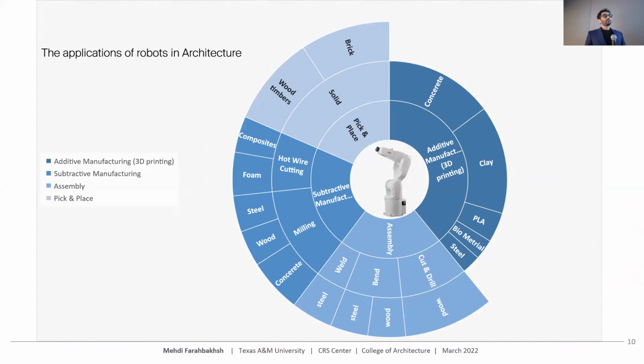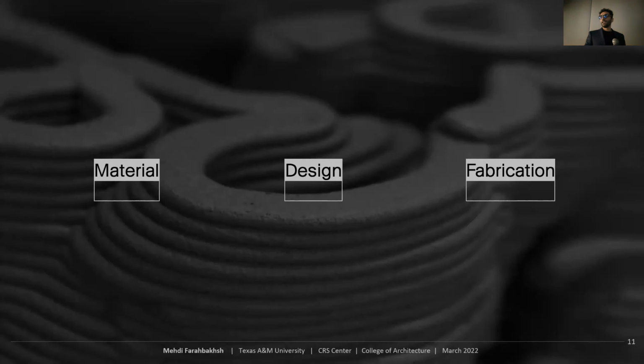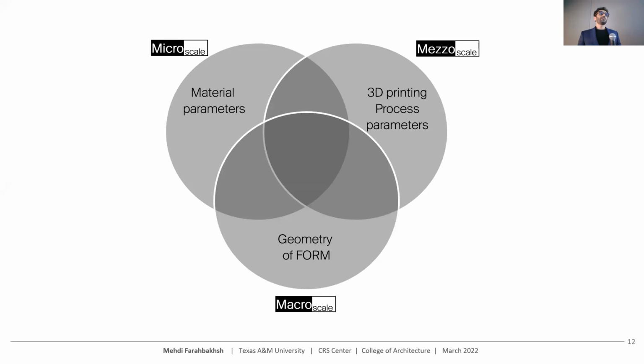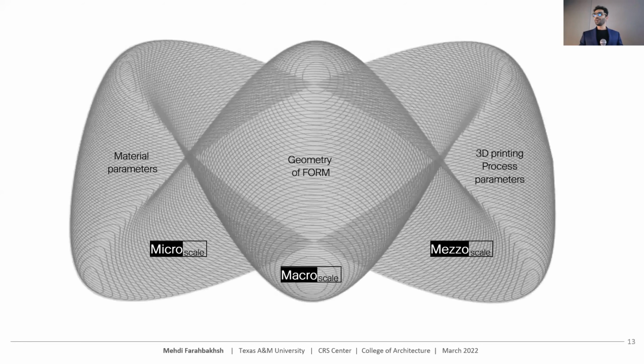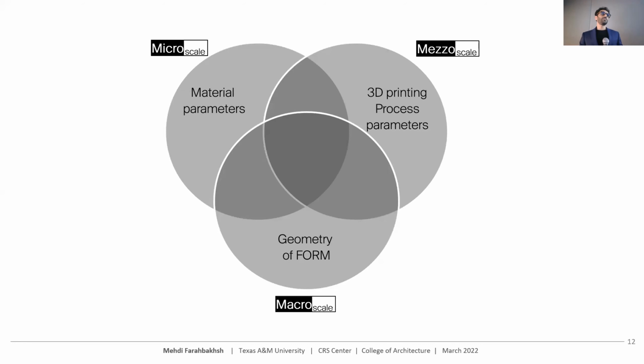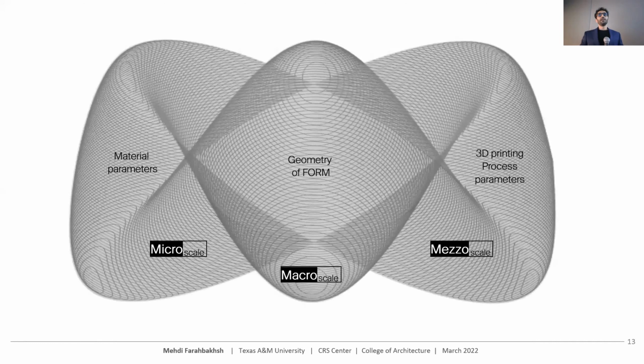I can categorize the role of robotics in architectural manufacturing into additive manufacturing, subtractive manufacturing, assembly, and pick and place. In my research, I personally focused on additive manufacturing and different aspects, as I showed you before, material design and fabrication. I can divide them into different scales as well: micro scale, which is more related to material, meso scale, and macro scale. But the relation between those is not that simple. It's not linear. It's a much more complex relationship between these scales.